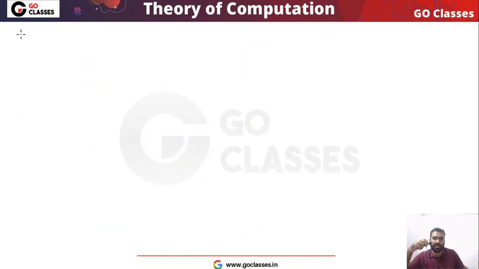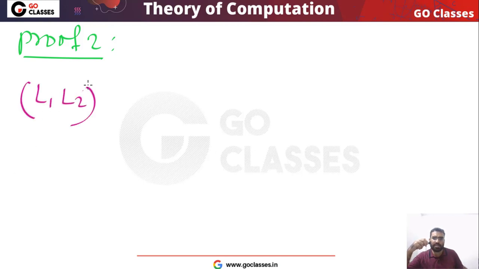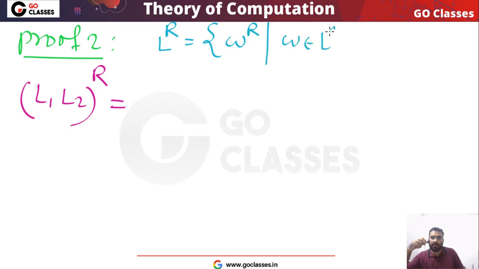Let me tell you another way to prove. Let me tell you proof number two. Let's look at this L1 L2 reverse. By the definition of L reverse, what should L reverse be? L reverse must be the reverse of w where w belongs to L. So this is the definition of L reverse.